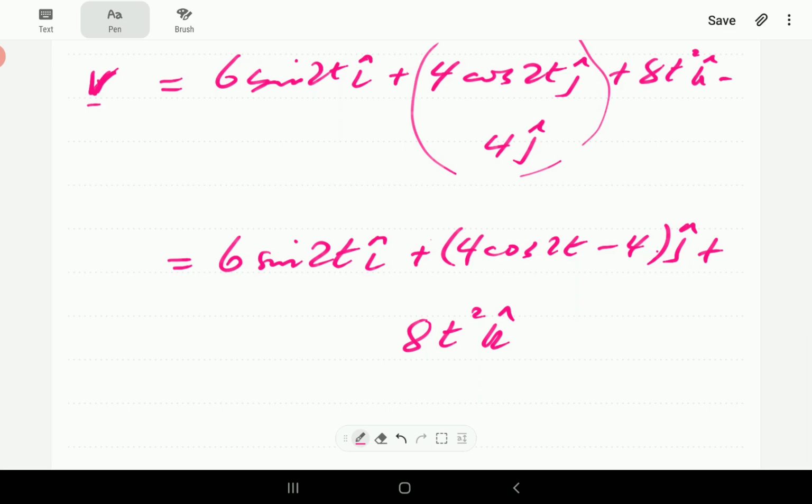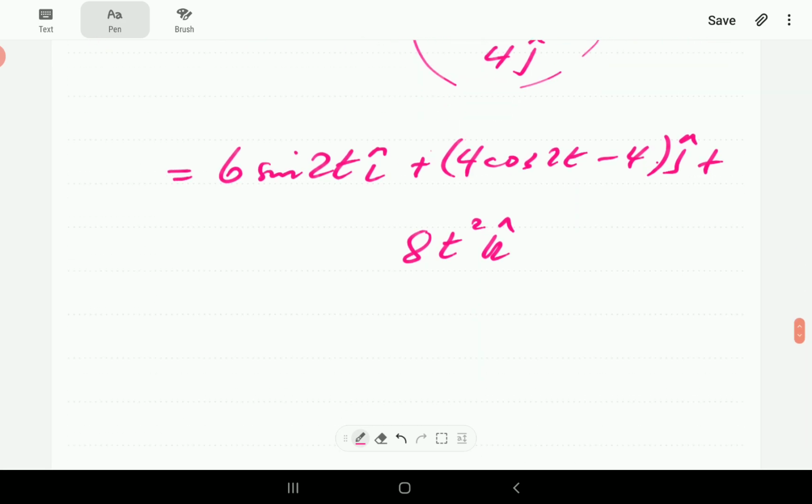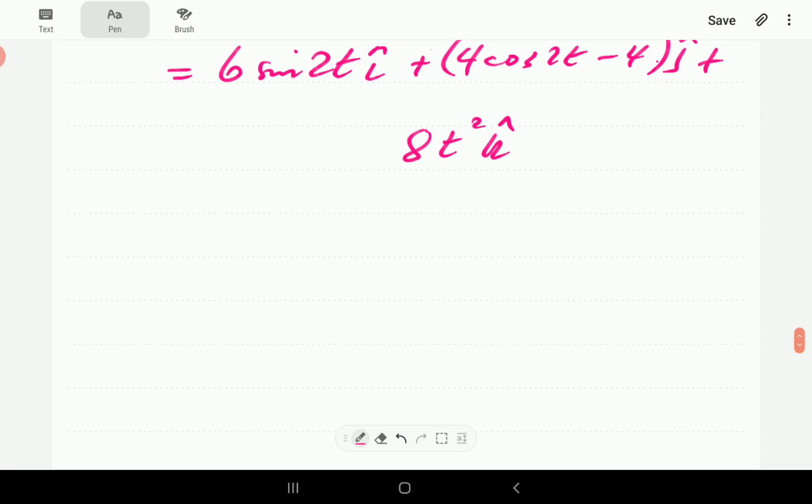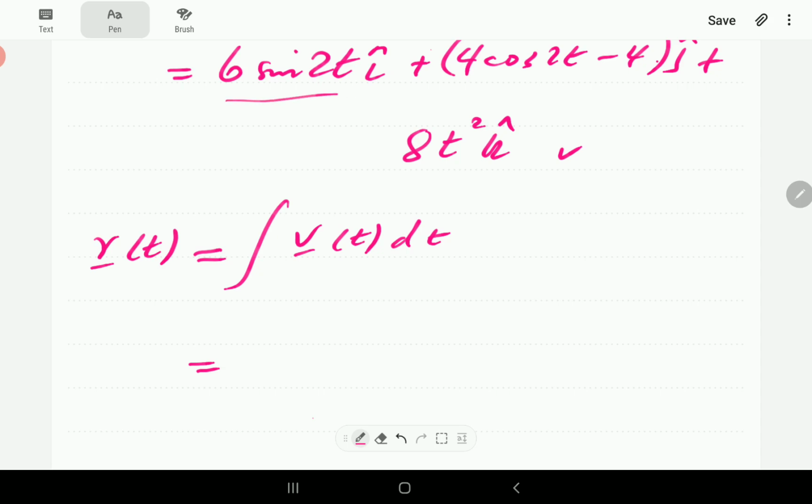And then now we can find the expression for the displacement or position by integrating this. So the position vector r, or the displacement, is simply going to be the integral of the velocity vector, which is this one here. So integral of this term is going to be negative 3 cosine 2t, because we're dividing by the 2.